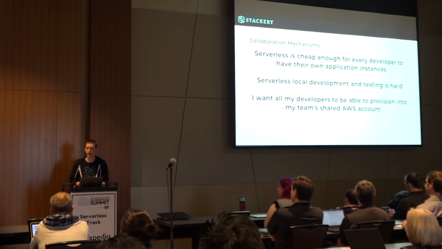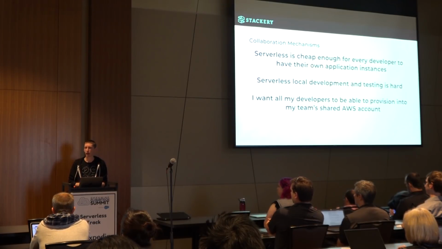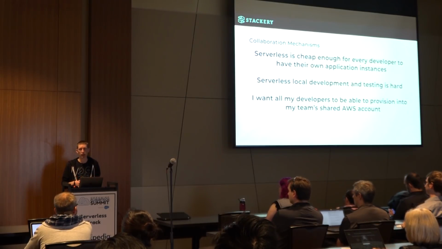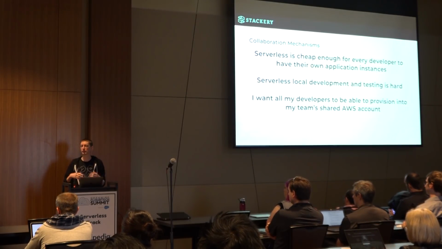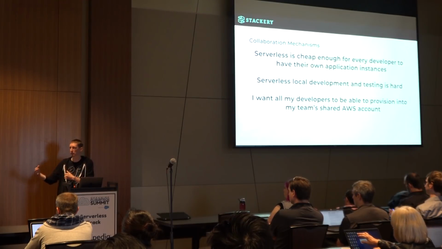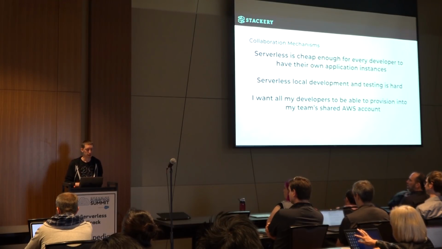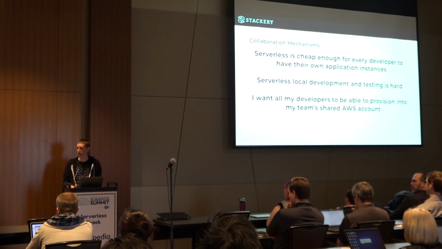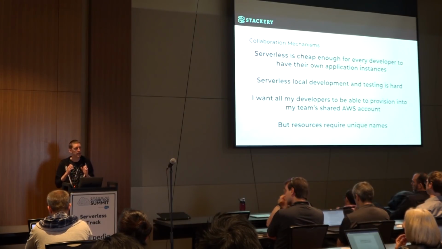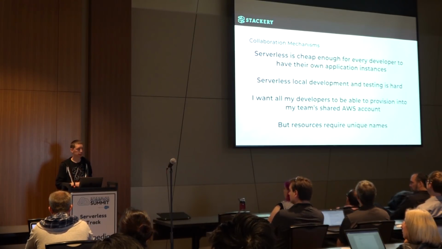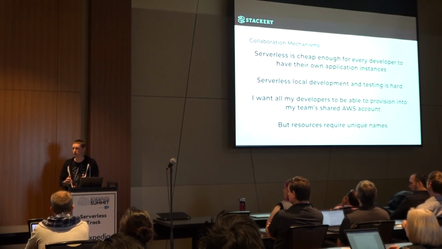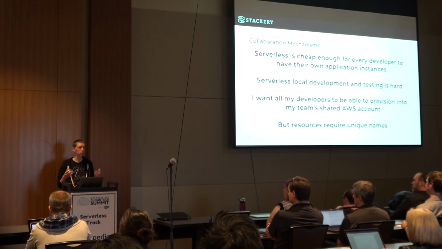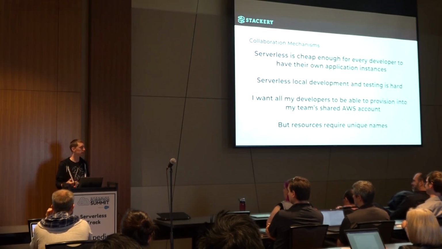And often what that means today is, at best case, all the teams within an organization may have their own AWS account, but oftentimes the entire organization may have one developer account and then a staging and a production account. So you have to find ways that your development team can collaborate within the shared AWS accounts that you have access to. And the main problem with collaborating in the serverless space today is that resources require unique names. You can't provision two functions with the same name into the same region of the same AWS account.